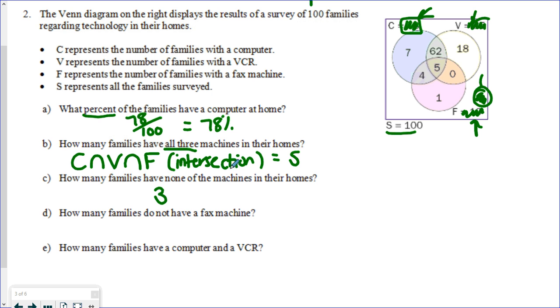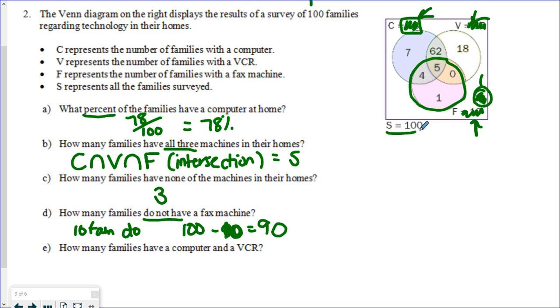How many families do not have a fax machine? If we're looking at fax machines, this is our circle for fax machines. So we could say 10 families do. So 100 subtract 10 is equal to 90 families do not have a fax machine. Or we could add up 7 plus 62 plus 18 plus that 3 that's down here.